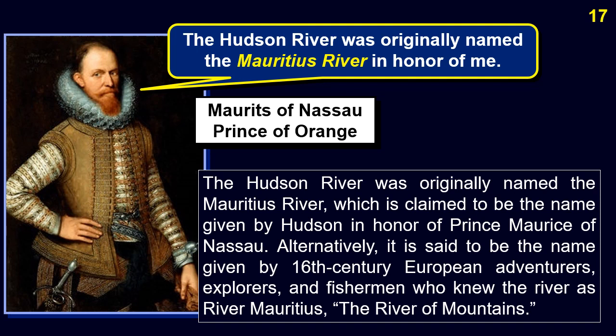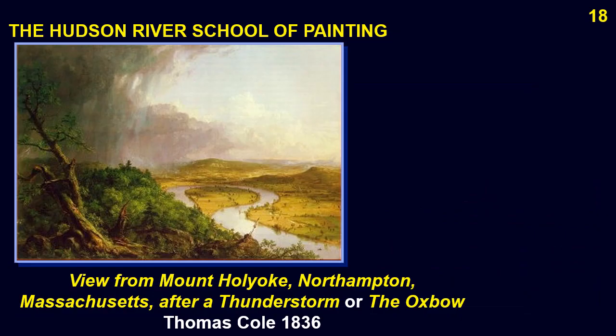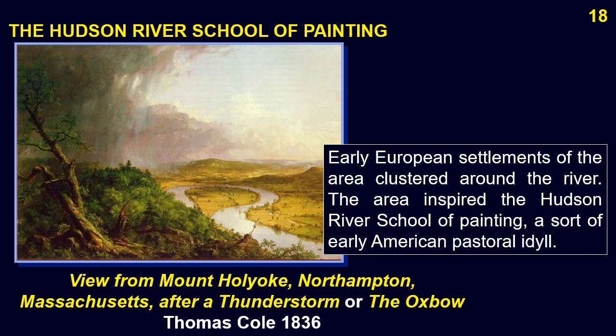Alternatively, it is said to be the name given by 16th century European adventurers, explorers, and fishermen who knew the river as River Mauritius, the River of the Mountains. Early European settlements of the area clustered around the river. The area inspired the Hudson River School of Painting, a sort of early American pastoral idyll.